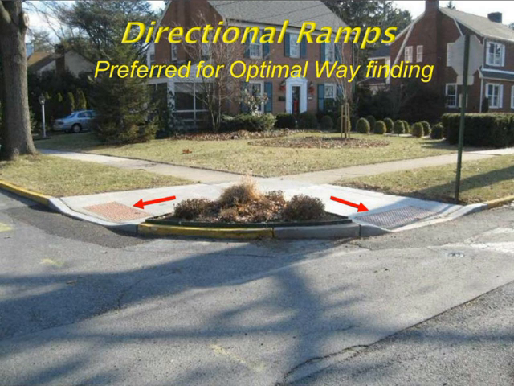Directional ramps are preferred for optimal wayfinding. If at all possible, when you've got 2 directions, have 2 separate ramps going in those directions. You want to avoid diagonal type crossings, and you'll see in this slide here too, there's a separation there with a non-walkable surface. You don't even have to worry about flares, but that should always be the first choice. And that's what I tell designers: go for directional ramps.